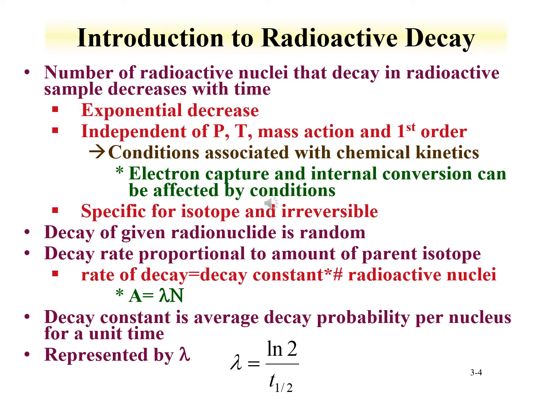As an introduction to radioactive decay, let's talk about some of the basic concepts. The number of radioactive nuclei that decay in a radioactive sample decreases with time. So over time, we start off with the number of radioactive nuclei. As they decay, they may decay to other radioactive nuclei, but eventually there is a change from something that's radioactive to non-radioactive. And for a given decay, where a radioactive isotope decays to something non-radioactive, we see an exponential decrease, that first law relationship that we saw on the previous slides.